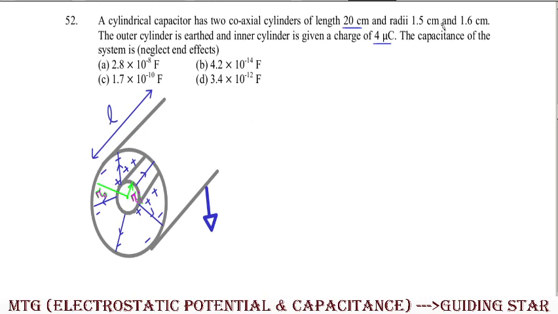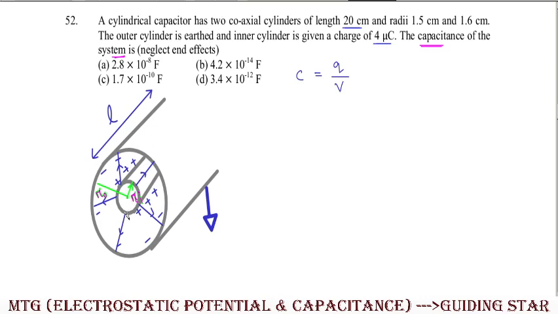So here in this particular case, radii are given. So finally what we'll be doing, we'll be finding out the capacitance of the system. How will you find out the capacitance? Capacitance C will be equal to Q upon V, and V is the potential difference between the given cylinders. Clear? So inner cylinder and outer cylinder.